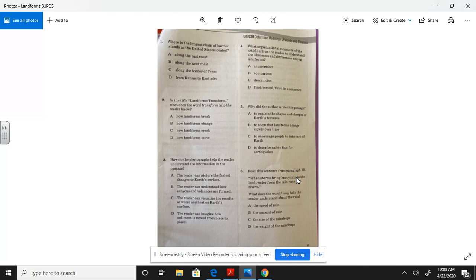Number five, why did the author write this passage? This is not something you're going to be able to go back into the passage for. This is that persuade, inform, entertain. So did the author explain the shapes and changes of the Earth's features? Sure did. Did the author show that landforms change slowly over time? Kind of. Some of them did, but some things happen right away, like a volcano.